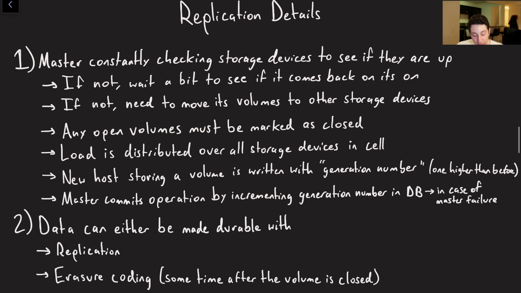So I do have this slide devoted to replication details here. I'm not going to say everything on it, because pretty much I already did in the last slide, and this is just for the point of being redundant and hopefully hammering down some ideas. So like I said, the master is constantly checking storage to see if they're up. If they're not, we're going to wait a little bit, because we would prefer the storage comes back on its own so we don't have to do any data reshuffling. If the storage doesn't come back on its own, we basically need to move its volumes around, and we amortize this cost by moving all of those volumes over all storage devices in the cell.